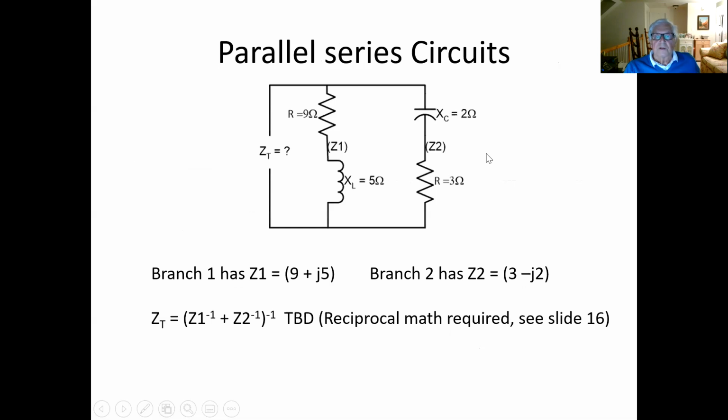And if we have a parallel series circuit, there's another circuit type, we can say, well, we've got 2 paths here. We've got 2 Z's. Z1 is a combination of that resistor and that inductor, 9 and 5. So we've got Z1 branch, 9 plus J5. And in this case, we've got capacitive and resistor. We've Z2 that becomes 3 minus J2. So then ZT, we have to take the reciprocal of Z1 plus the reciprocal of Z2. And we don't know how to handle reciprocals yet.